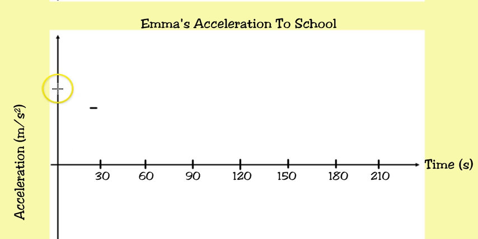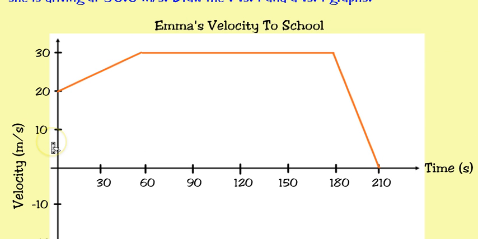But before I can put a scale on my y-axis, I need to do some calculations. I have to figure out what is my largest positive acceleration and my largest negative acceleration. And that way I can tell what scale to put on here. So let's do some math. What I'd like you to do right now is to pause the video and try and figure out the 3 accelerations for Emma's motion, from 0 to 60 seconds, from 60 to 180 seconds, and from 180 to 210 seconds.